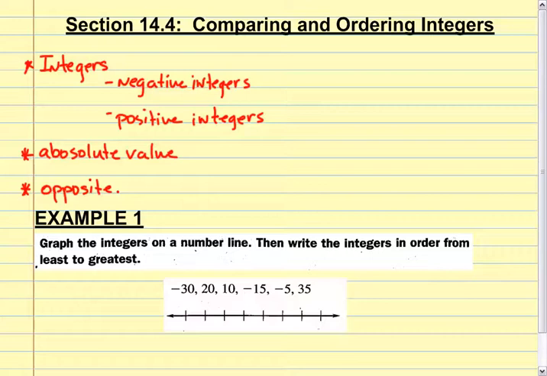Guys, integers are whole numbers, but they're positive and negative whole numbers. That means no fractions, no decimals. Okay? That's what we mean when we talk about integers. They can be positive or negative, but they're not fractions or decimals. Okay?